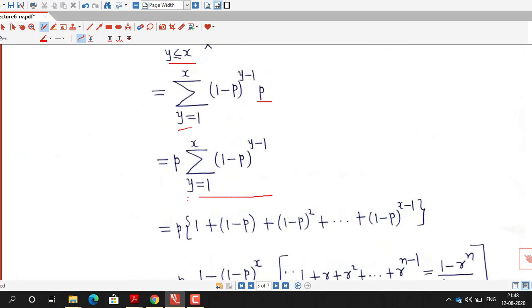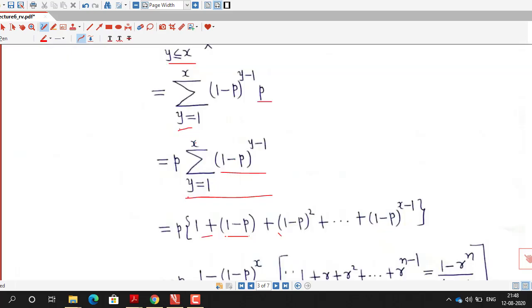Now we expand this by taking different values of y. For y equal to 1, this is (1 minus p) raised to 0, that is 1. For y equal to 2, it is (1 minus p) raised to 2 minus 1, that is 1 minus p. For y equal to 3, it will be (1 minus p) squared. And similarly, for y equal to x, it will be (1 minus p) raised to x minus 1.